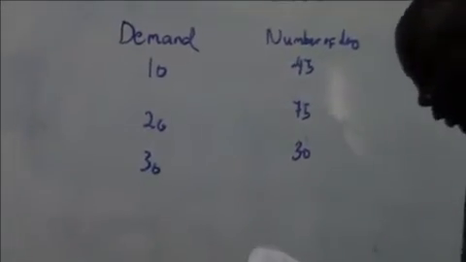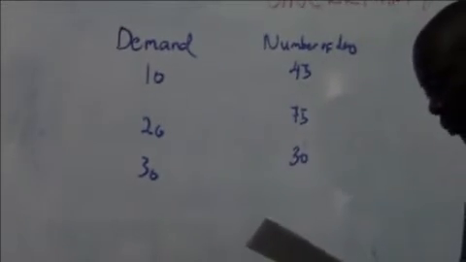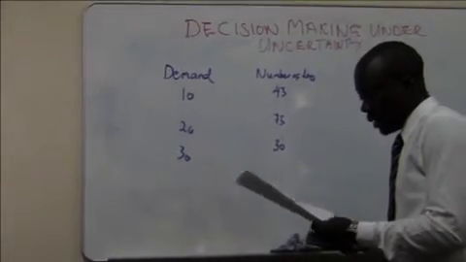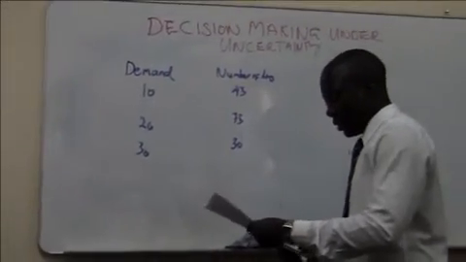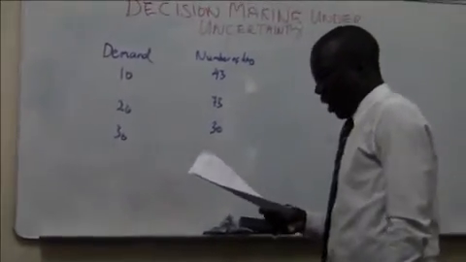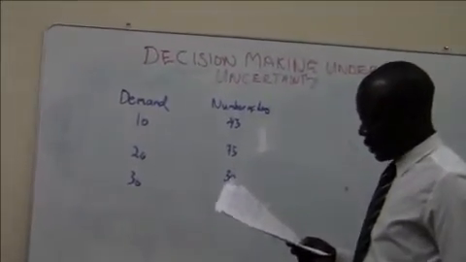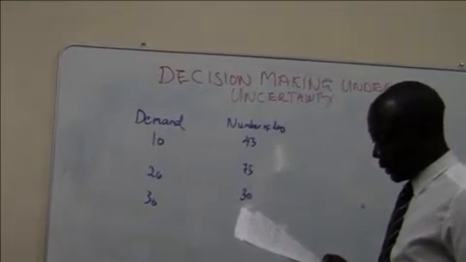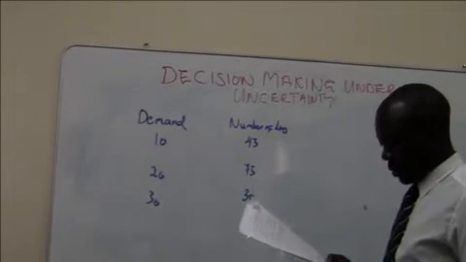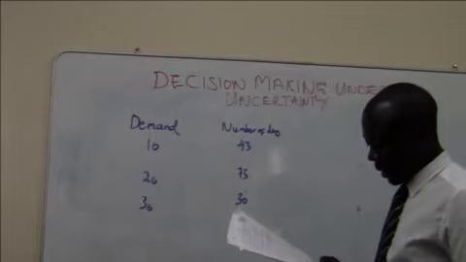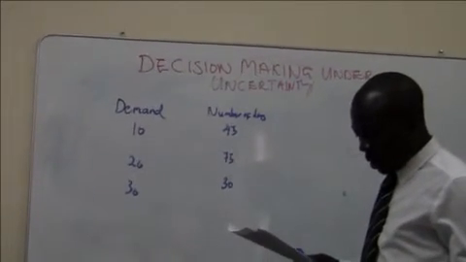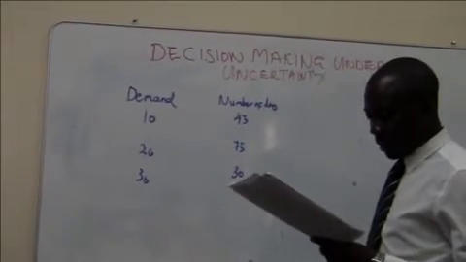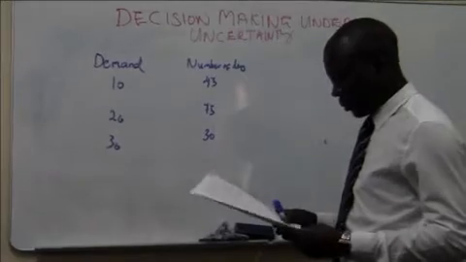Alright, so required. Prepare a summary of the possible daily margins using a payoff table. Then B, advise him on: 1, how many cases to purchase if he uses expected values; 2, how many cases to purchase if he uses a maximax approach; 3, how many cases to purchase if he uses the minimax regret approach.